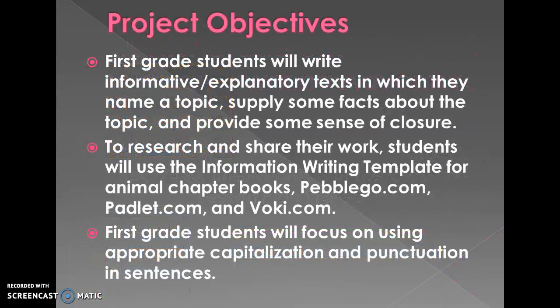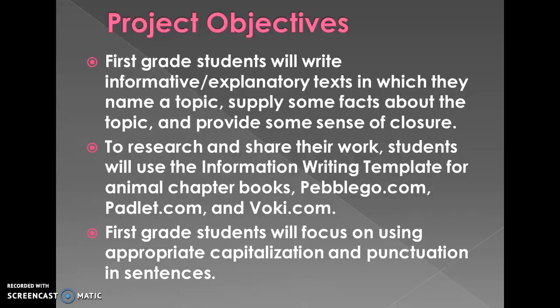The project objectives. First grade students will write informative explanatory text in which they name a topic, supply some facts about the topic, and provide some sense of closure. To research and share their work, students will use the information writing template for animal chapter books, PebbleGo.com, Padlet.com, and Voki.com. Also, the students will focus on using appropriate capitalization and punctuation in sentences.